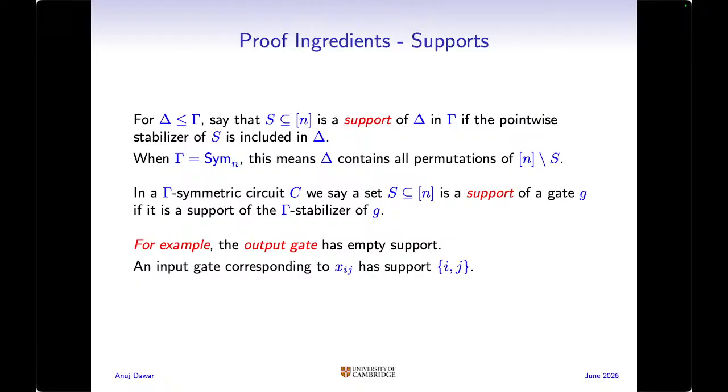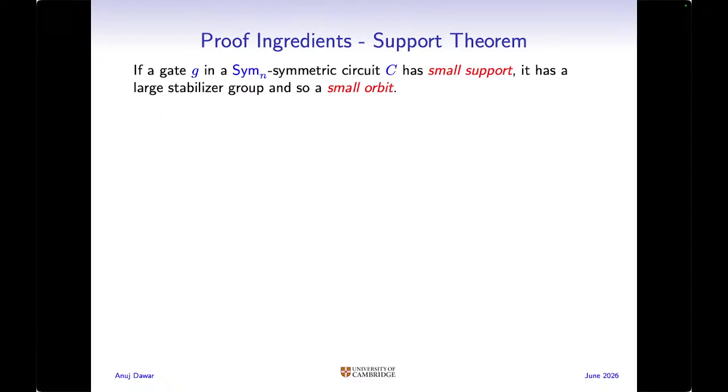So, yeah, an input gate has a two-element support. Output gate has empty support. And in general, if you have a small support, you have a large stabilizer group, right? Because everything that doesn't move S, that's n minus the size of S factorial permutations, all stabilize the gate. Okay, so if it has small support, it has a large stabilizer group and therefore a small orbit. Okay?